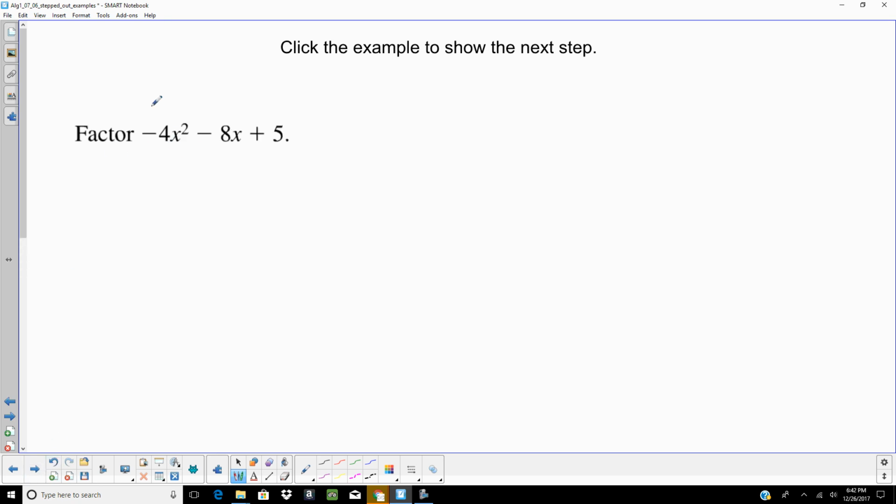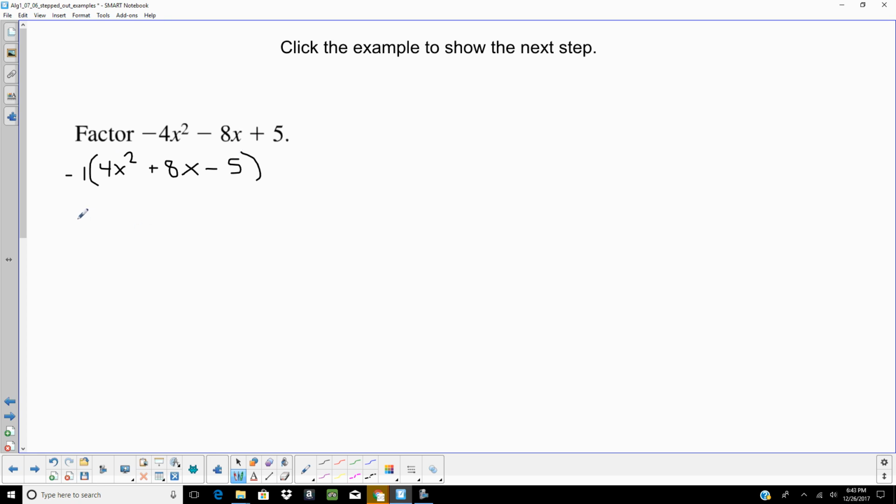All right, this is always a pain when you've got that negative sign out front. First thing I'm going to do is factor out a negative 1. And I'm going to be left with 4x squared plus 8x minus 5. Now, let's go ahead and factor the rest of it using slide and divide.